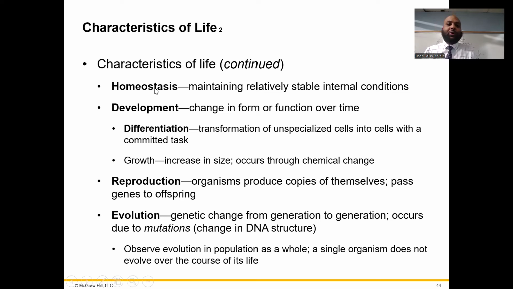Development. So homeostasis is maintaining relatively stable internal conditions. Development is a change in form or function over time. So differentiation is the transformation of unspecialized cells into cells with a committed task. Okay. Growth. So growth is an increase in size, and it occurs through chemical change. Reproduction. So organisms produce copies of themselves that pass genes to the offspring.